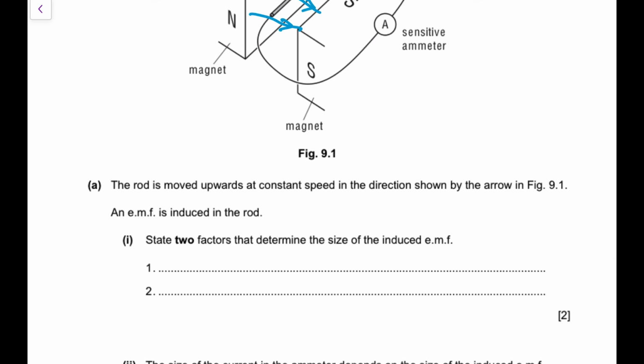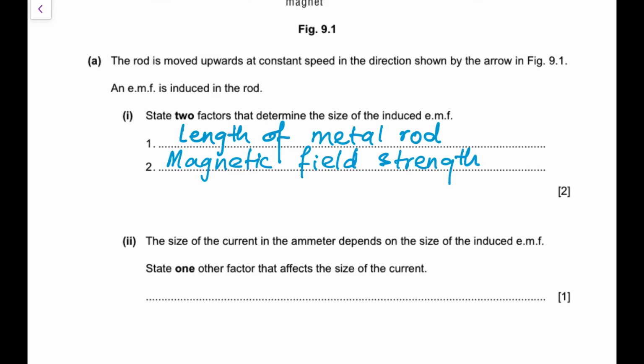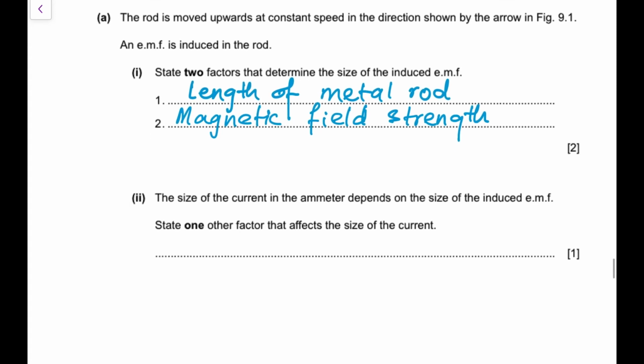1. State two factors that determine the size of the induced EMF. This can be the velocity at which the metal rod is moved, the magnetic field strength of the magnets, and also the length of the metal. 2. The size of the current in the ammeter depends on the size of the induced EMF. State one other factor that affects the size of the current.